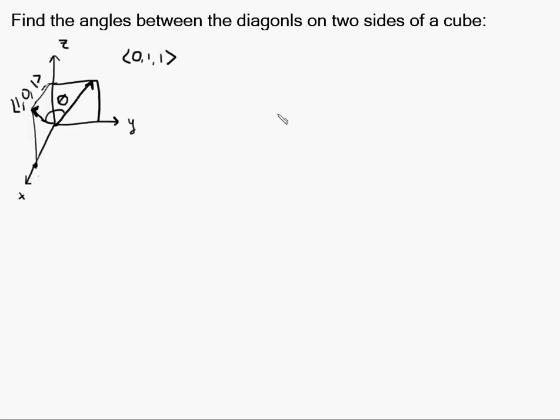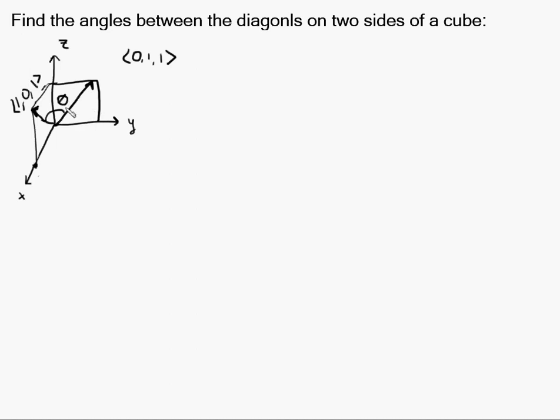Alright, this is an example of using the dot product, and the problem is to find the angle between two diagonals on the sides of a cube. So I have a little picture drawn here, and imagine this was a six-sided cube, but we just want to know the angle between two face diagonals.